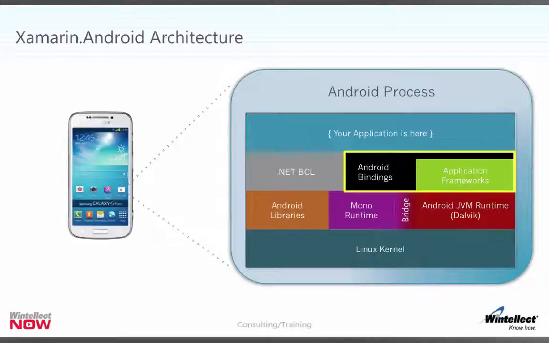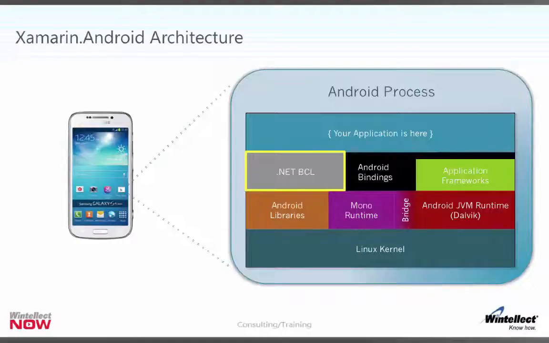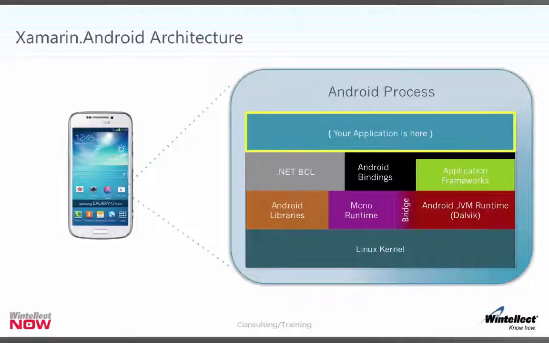Finally, it has a full implementation of the .NET base class library for things like collections, threading, and I/O, as well as a subset of the framework libraries, which include higher-level abstractions such as LINQ, the Task Parallel Library, and client-side web services. Your code then runs on top of this infrastructure, utilizing .NET APIs and Android APIs together to provide a highly performant, fully native application.